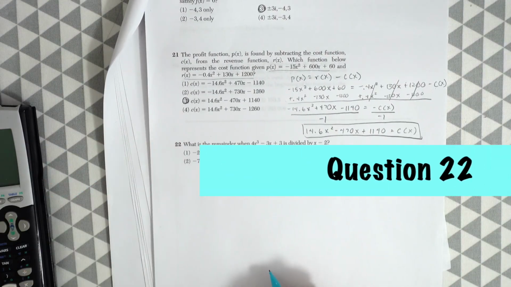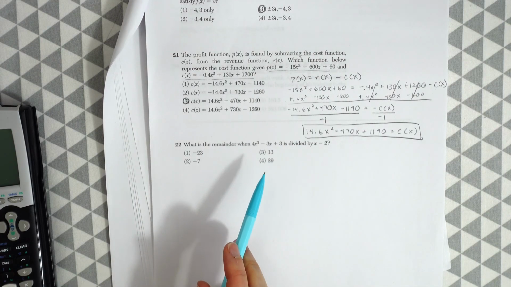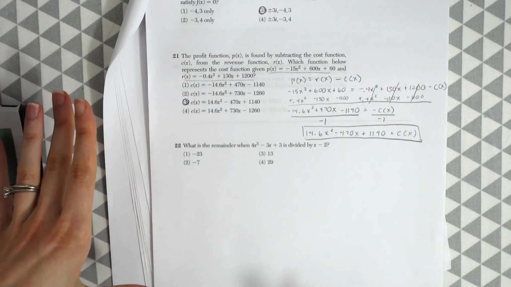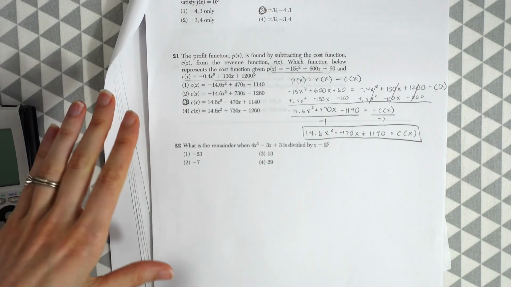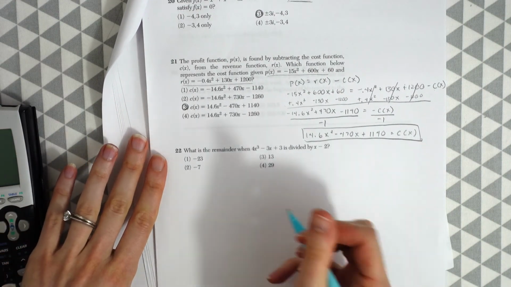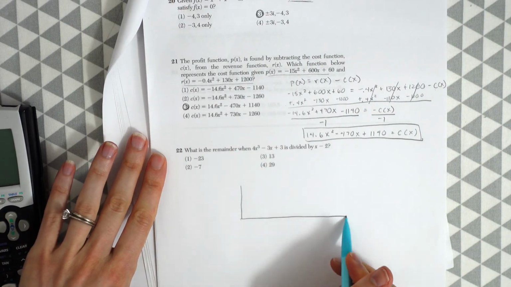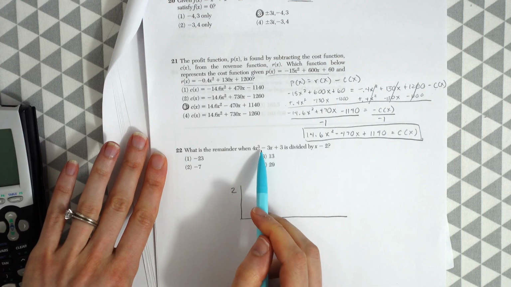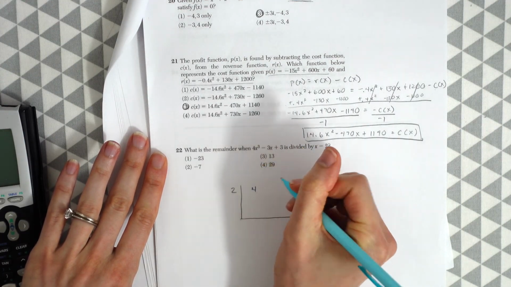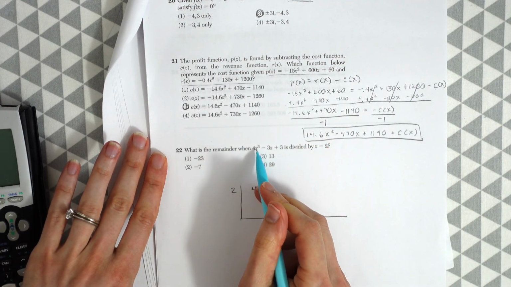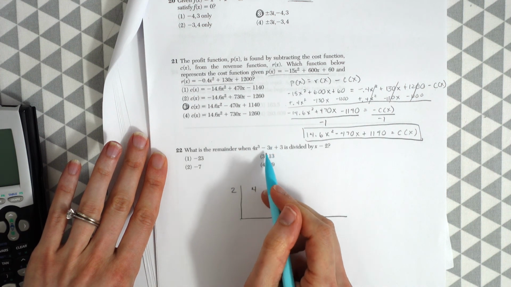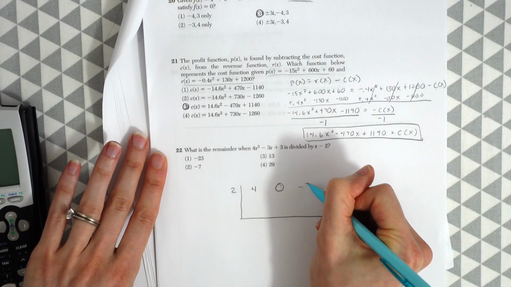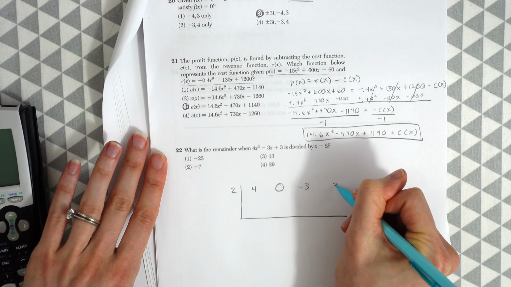Question 22. What is the remainder when 4x cubed minus 3x plus 3 is divided by x minus 2? So this is a nice easy question. We've been doing synthetic division a lot in this test. So we're just going to do it again here. So this time we're dividing by 2. And then to get our coefficients, notice we have 4x cubed, but then there's no x squared. So we're just going to put a placeholder here with 0, minus 3, and then a 3.